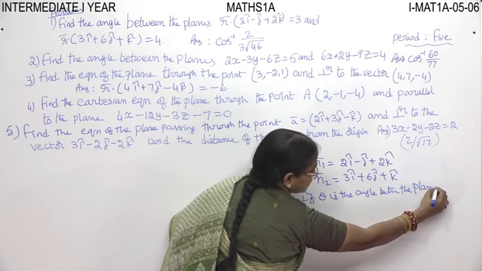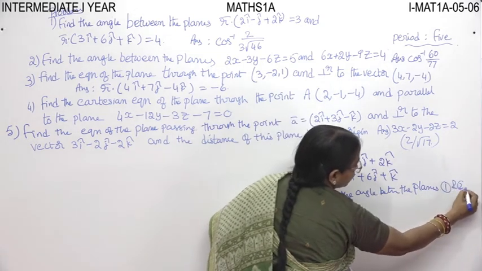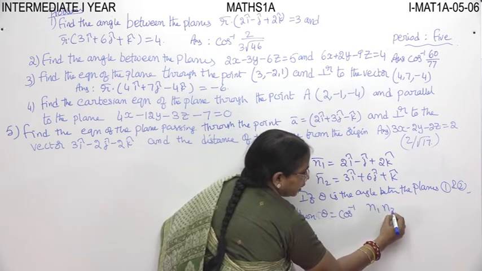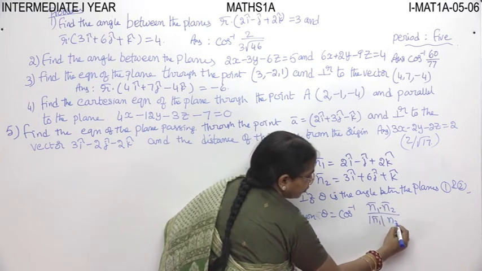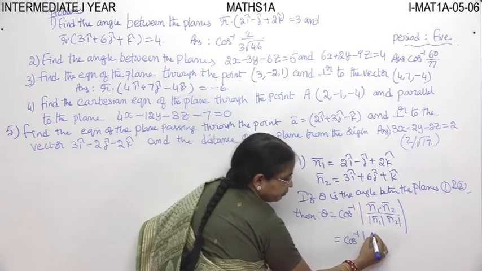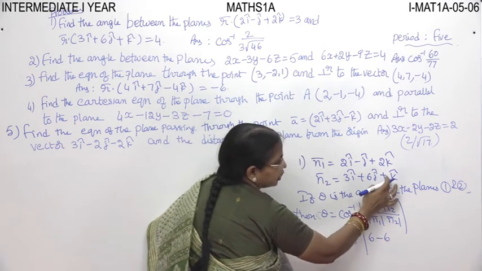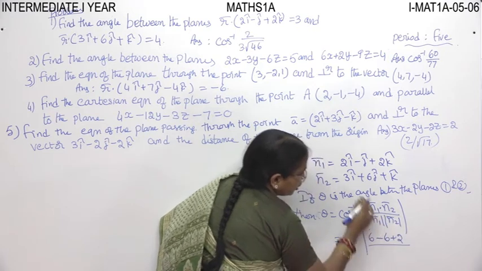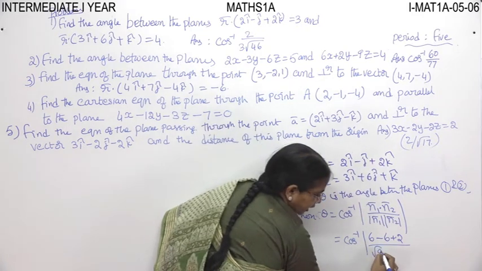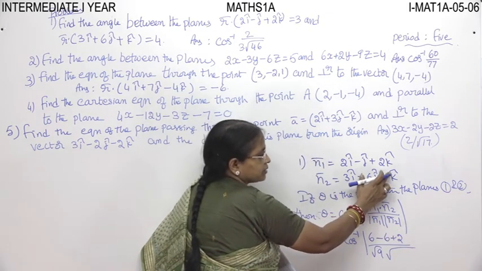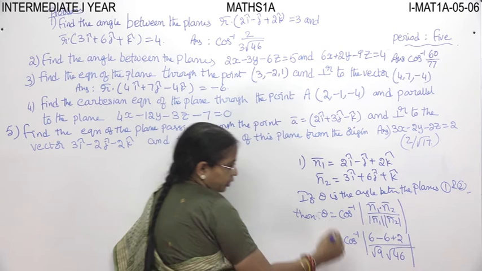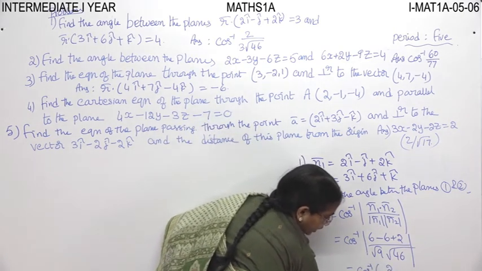You number them as 1 and 2, between the planes 1 and 2, then theta is equal to cos inverse of modulus of n1 dot n2 by mod n1 into mod n2. So it is cos inverse of mod, what is n1 dot n2, 3 into 2, 6, and then minus 1 into 6, minus 6, and then 2 into 1, that is 2, by mod n1. What is modulus of this? 2 square plus minus 1 whole square plus 2 square, so 9. So it is root 9 into root of again 3 square plus 6 square plus 1, 36, 46. So root of 46. So it is equal to cos inverse of 2 by 3 into root of 46.